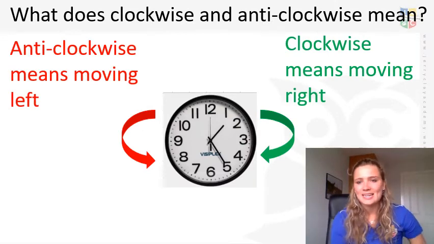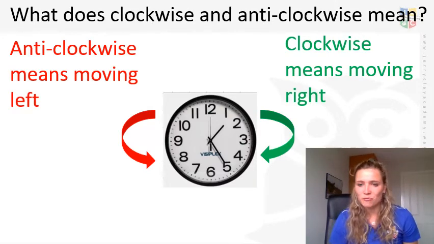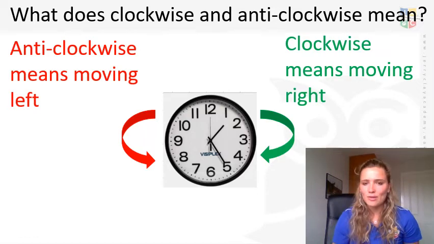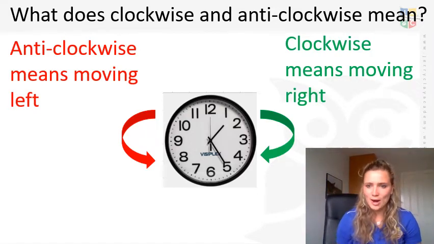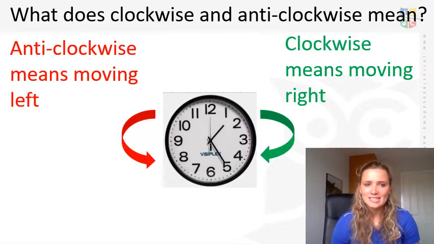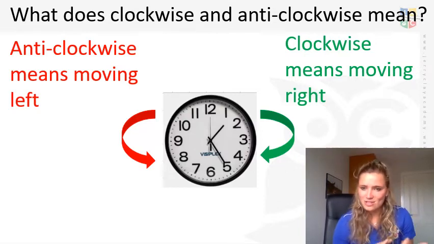So clockwise and anti-clockwise are talking about the direction of which we turn. So clockwise, if we think of the way a clock moves, it moves to the right. So all the hands move right around the clock. And anti-clockwise means where they move left around the clock, so in a left direction.